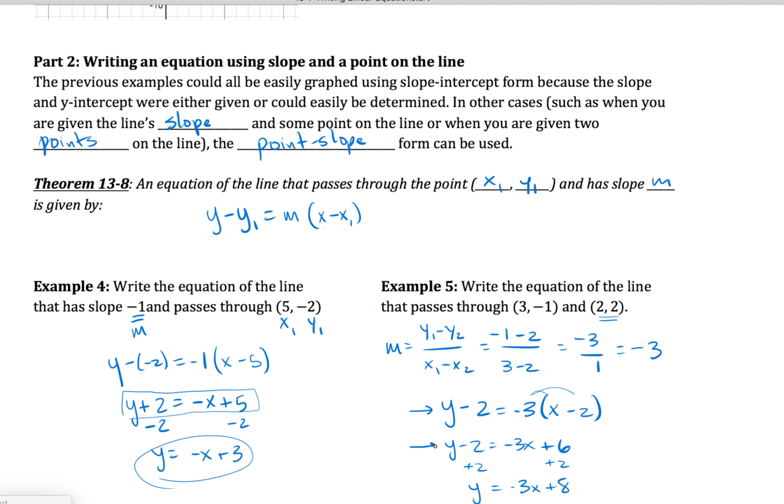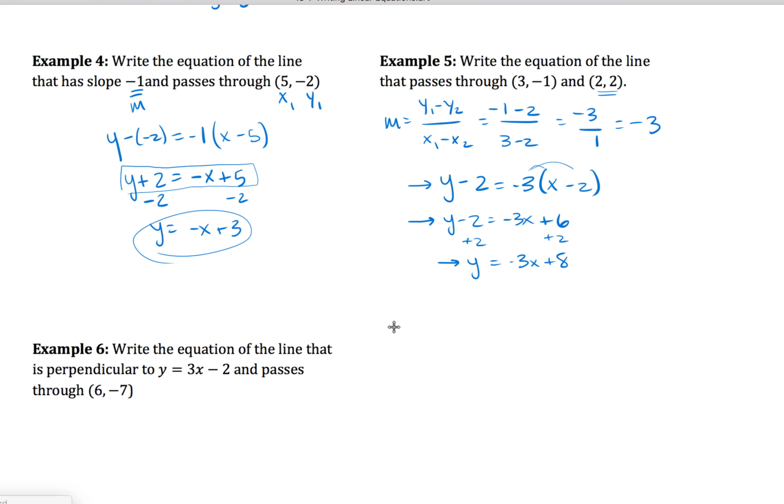That answer is fine, that answer is fine, and that one's fine. It just depends on if you want to keep your answers consistent with the y isolated. If you want to take care of this distribution right here, you can. I don't really mind. Any of these would be fine because they are all considered equations of this line. Okay, one more thing we need to do.